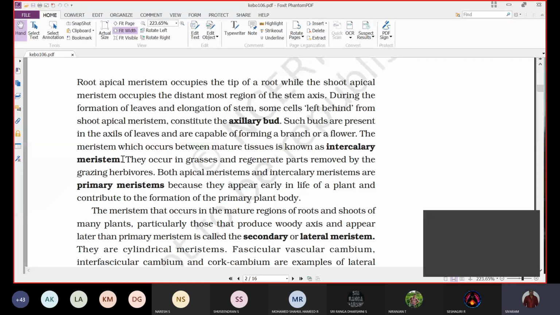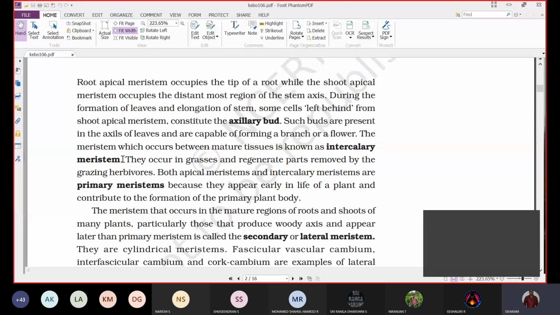So during the formation of leaves and elongation of stem, some cells left behind from the shoot apical meristem constitute the axillary bud, and such buds are present in the axil of leaves and are capable of forming a branch or a flower. Meristem which occurs between mature tissues is known as intercalary meristem, and it occurs in grasses and regenerates parts removed by grazing herbivores.